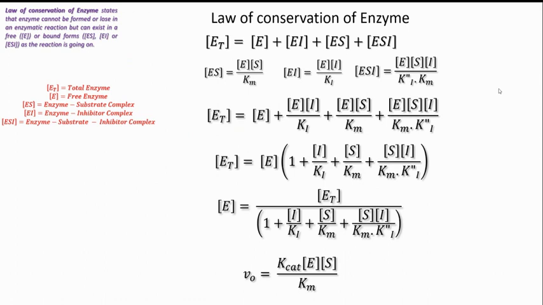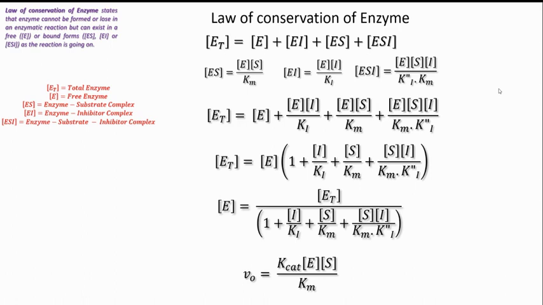Now let's look at the law of conservation of enzyme. Now we have 4 enzyme forms. So we have that total enzyme will now be equal to free enzyme plus EI plus ES, then plus ESI. And we know the equations for ES, EI, and ESI. So we are going to substitute them in this total enzyme. Now, when you do that, making E the subject of the formula, you're going to have E total multiplied by 1 plus I over Ki plus S over Km plus S multiplied by I over Km multiplied by K prime prime.